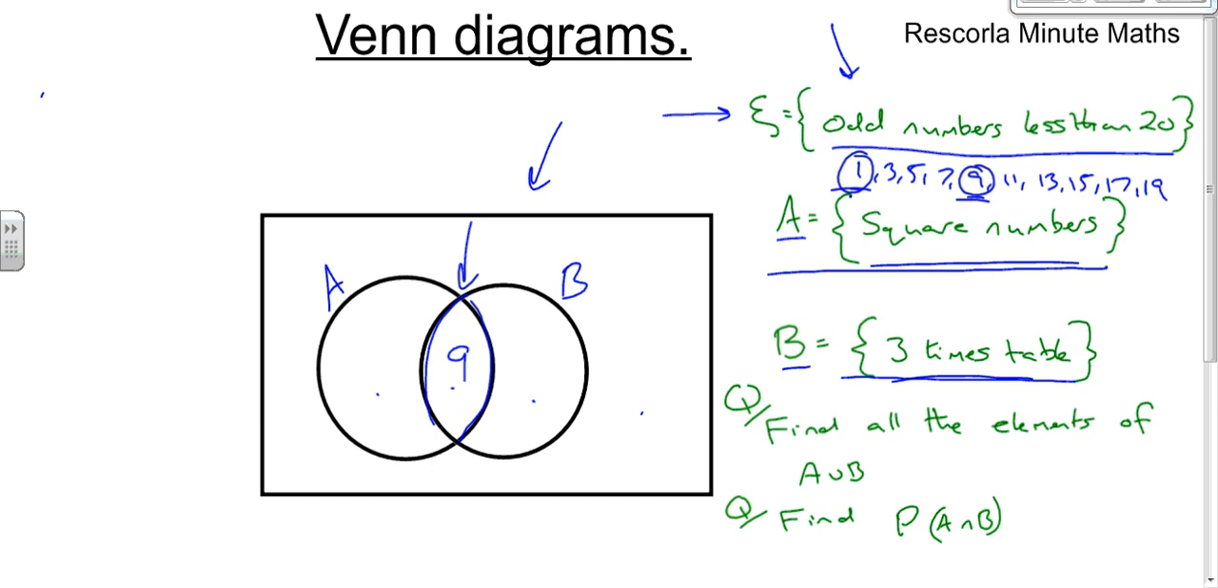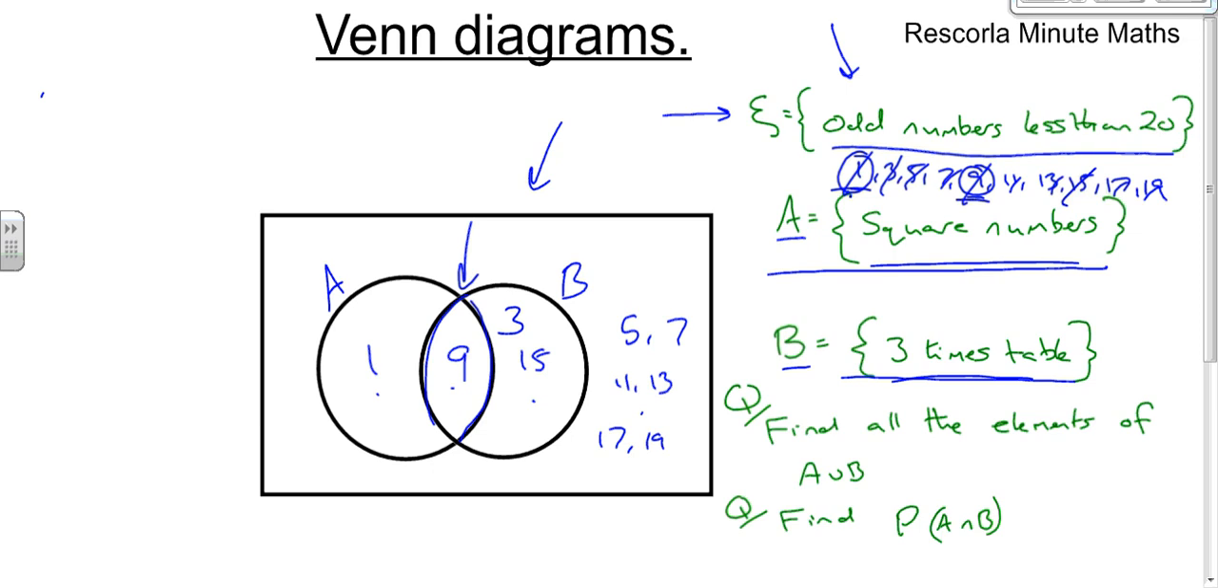Now all the other square numbers go into the rest of circle A. So the only other square number is 1. So we've got 1 in this. And then for the rest of circle B, it's everything else that's in the 3 times table. So far we've dealt with 1, we've dealt with 9. Everything else in the 3 times table: we've got 3, and we've got 15. And everything else is neither a square number nor in the 3 times table. So if it's in neither, we put it on the outside. So 5, 7, 11, 13, 17, and 19. And that is our Venn diagram complete.